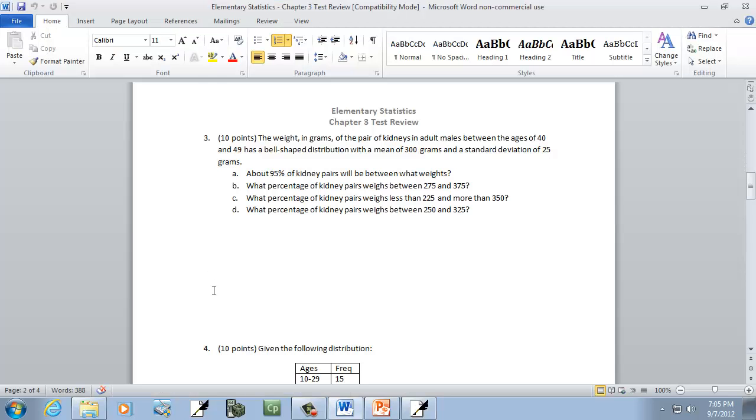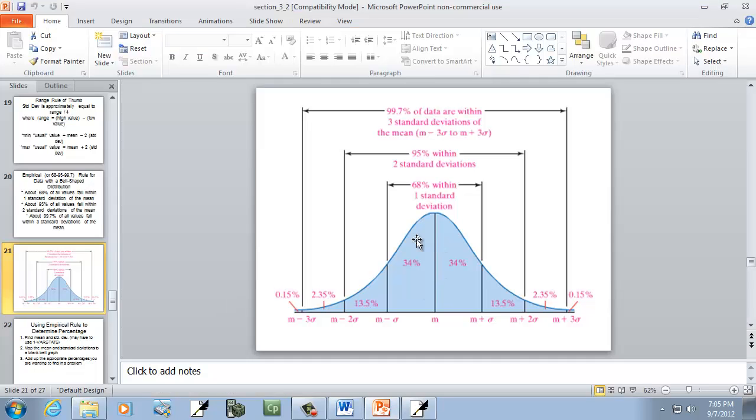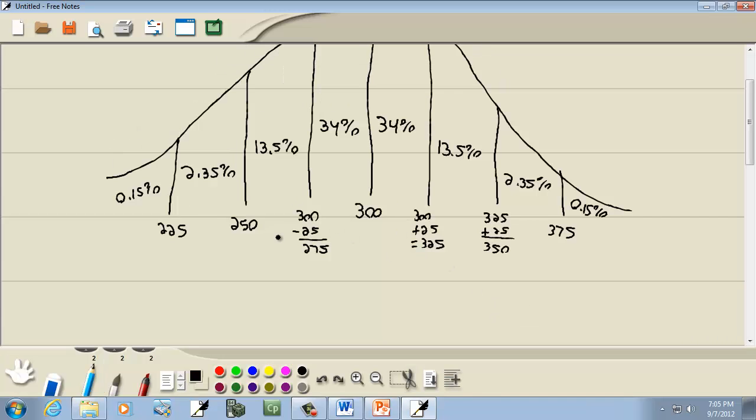Now A says about 95% of kidney pairs will be between what weights? Well, 95% is you take your mean, which is the middle, and you go 2 standard deviations on both sides. So that would go from, okay, here I'm in the middle, 1, 2, so that goes from 250, and then I go 2 this way, and that'd give me 350. So that'd be my answer to A.